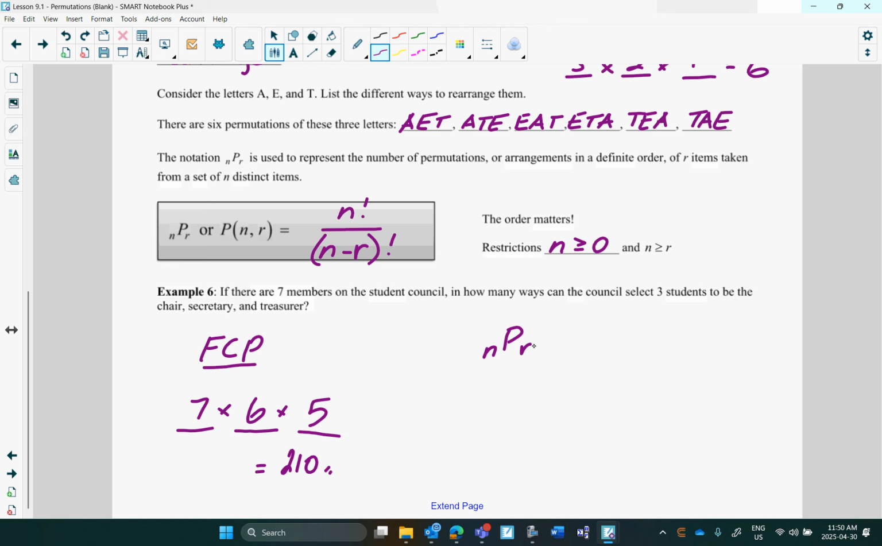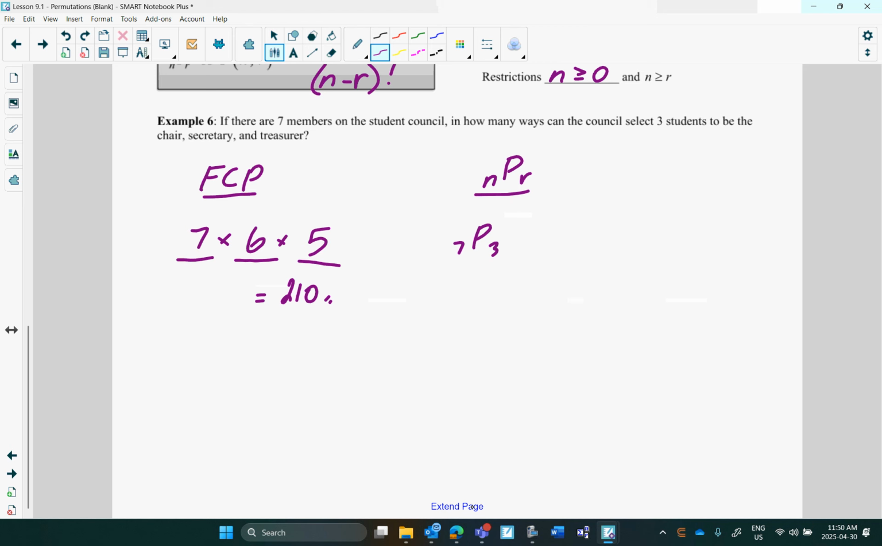Here's how we would do this one. We would say to ourselves, how many ways can I arrange 3 people from 7? I'm kind of working backwards. So following the formula, it would be 7 over 7 minus 3 factorial, which is 7 factorial over 4 factorial.